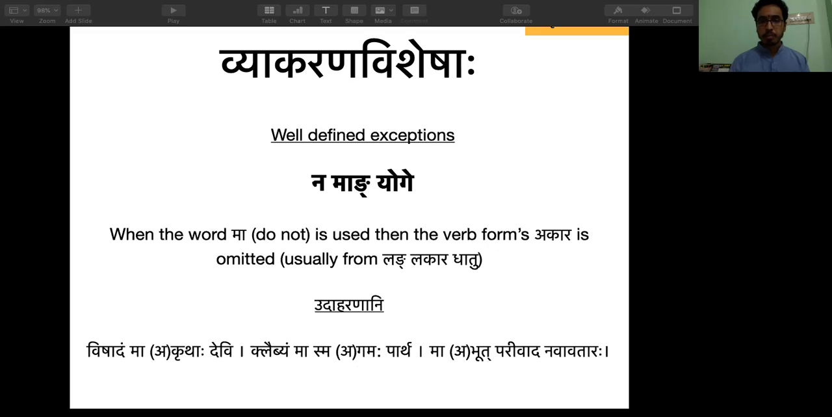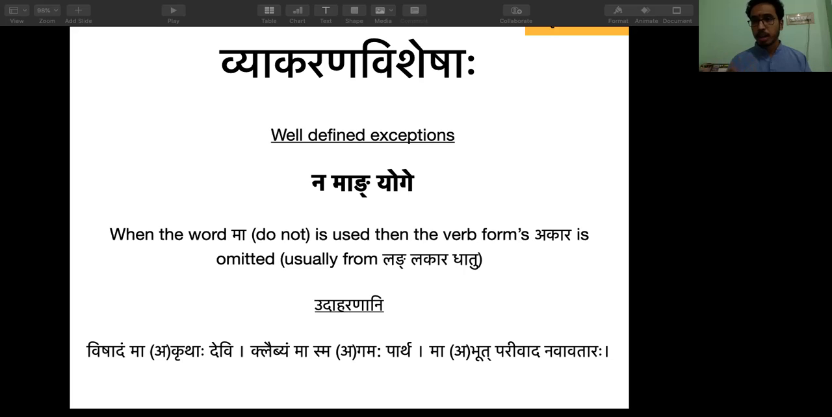Na Mang Yoge. Ma in Sanskrit means do not. But when you use this ma in a sentence, if there is a verb which has an akara, for example, most of the Lang Lakara forms, that is past tense forms, have an akara: akarot, apathat, alikhat, etc. Usually, not always, these dhatus in their Lang Lakara usages come in Lang Lakara. It can come in some other aspects also.